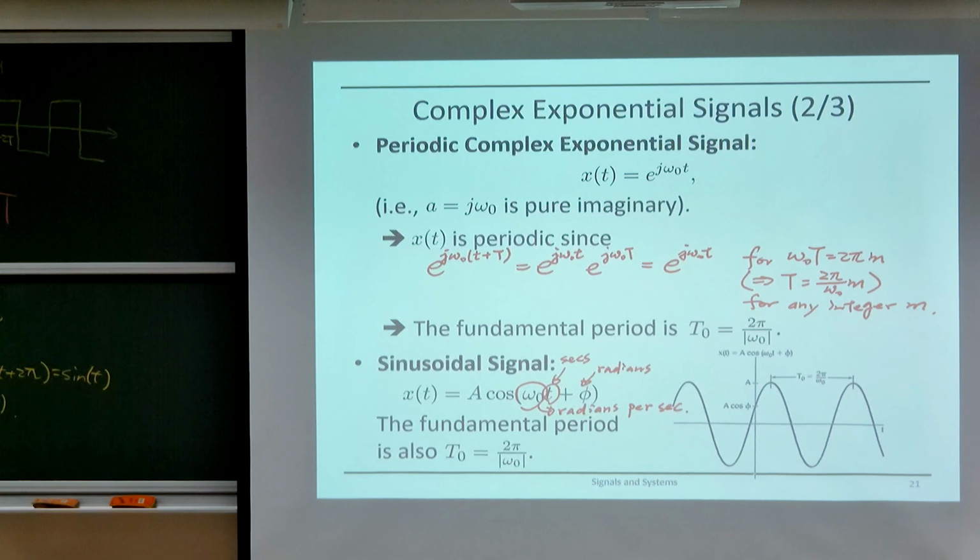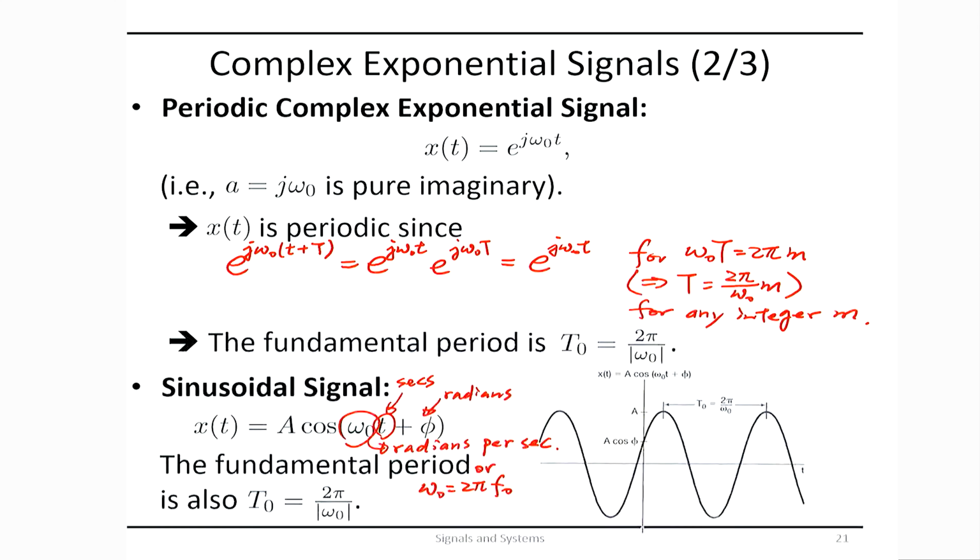Now some people, in some other textbooks, like to define frequency in terms of the number of cycles per second. In that case, you would write omega naught as 2 pi f naught, where you view f naught as the frequency in terms of cycles per second, or hertz for short.